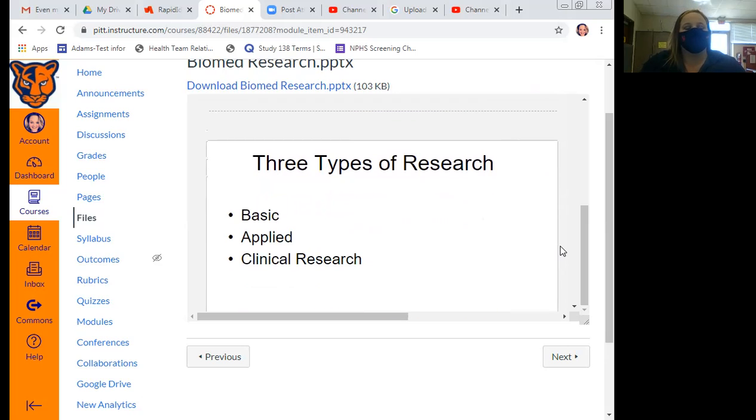So moving forward, there are 3 types of research: basic, applied, and clinical. So we're going to break this down, guys. We're going to talk about what basic research is, what applied research is, and what clinical research is. Basic and applied are pretty straightforward. Clinical, there's a lot that goes into clinical research, but we'll get there when we get there. Let's start with basic and applied.